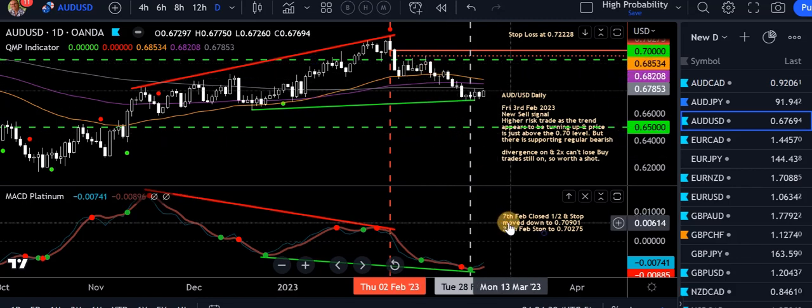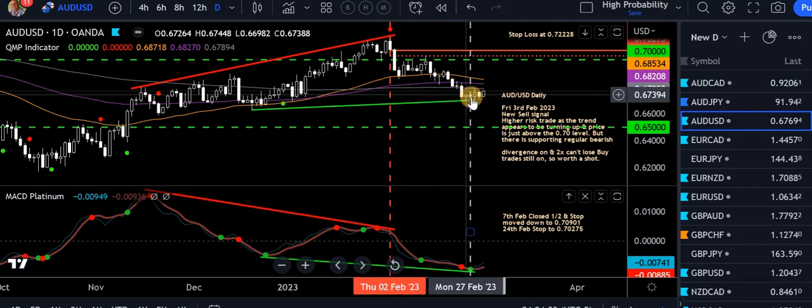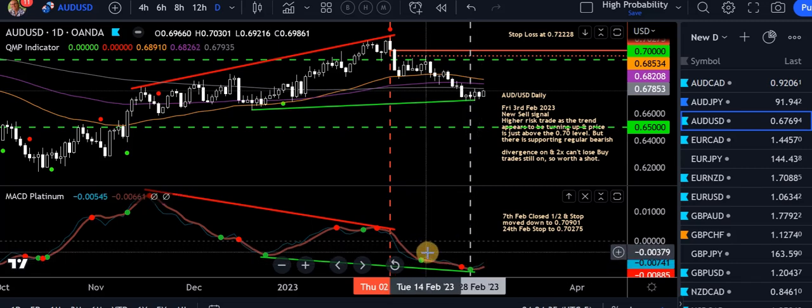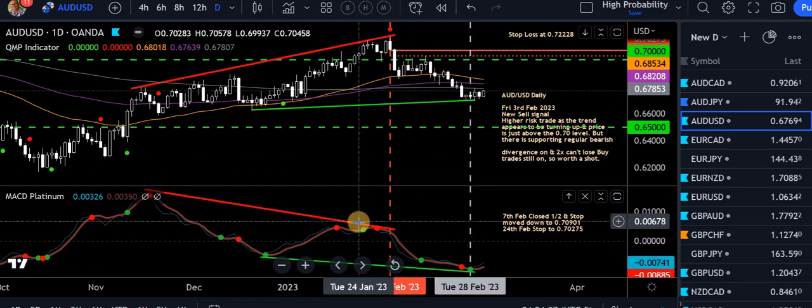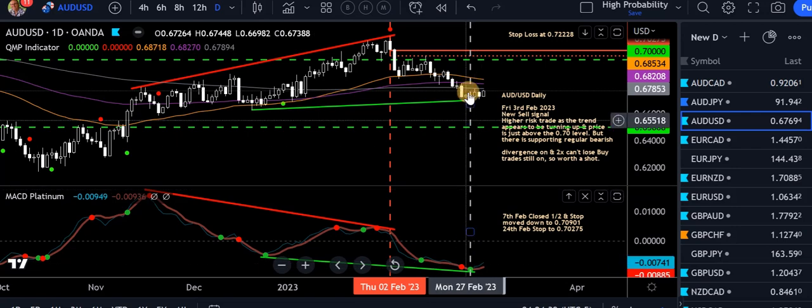Eventually brought my stop down a bit tighter. 24th of Feb brought it down, and looking for a buy signal here. MACD platinum's below the zero level, looking for a potential buy and potential hidden bullish divergence there.